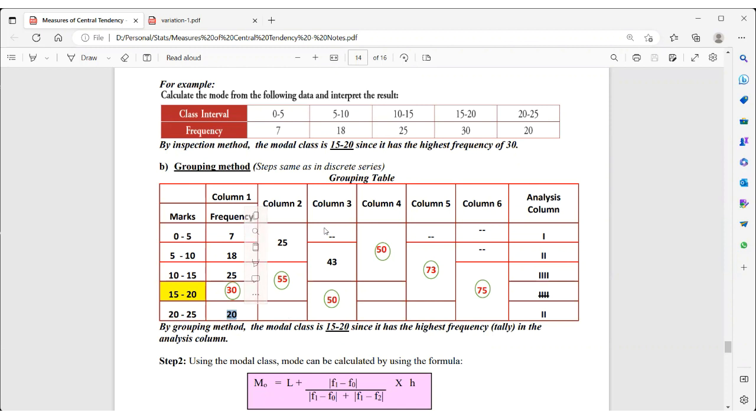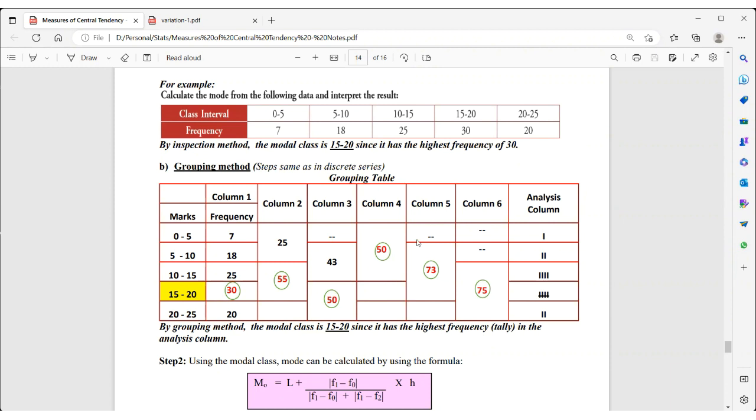Now, column 3. Leaving first, then group in 2. We left this 7, group in twos. 18 plus 25, 43. 30 plus 20, 50. Column 4. Group in threes. 7 plus 8 plus 25, 50. There are 2 remaining, leave it.